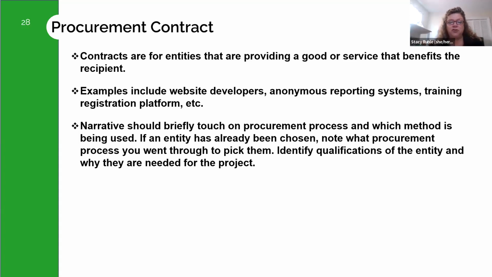So there's things called micro purchase, small purchase. Are you going to go through an RFP process? If an entity has already been chosen, note what sort of procurement process you went through to pick them, and then identify their qualifications and why they're needed for the project. Next slide.